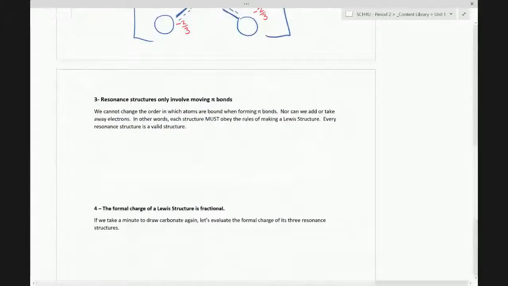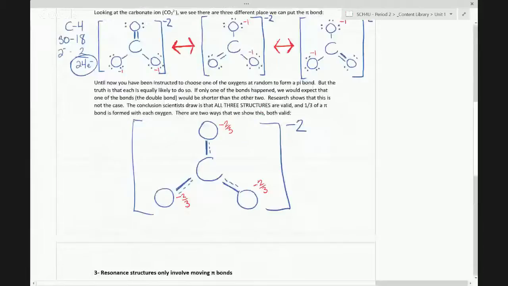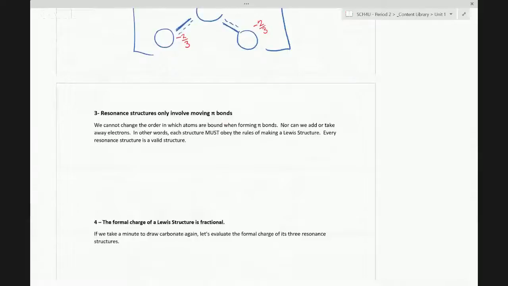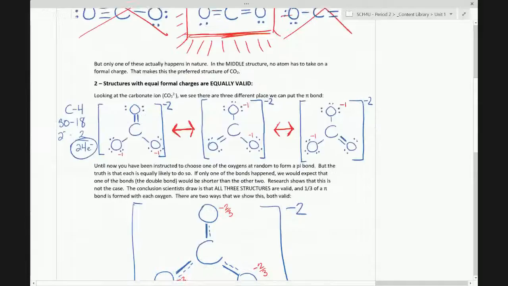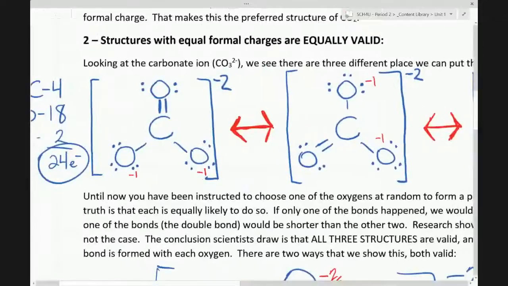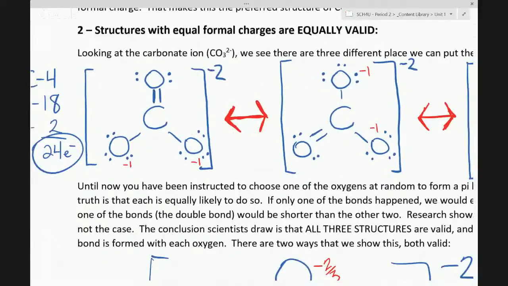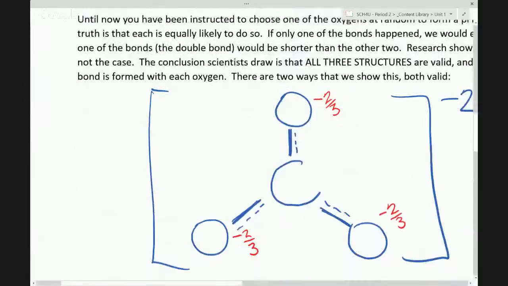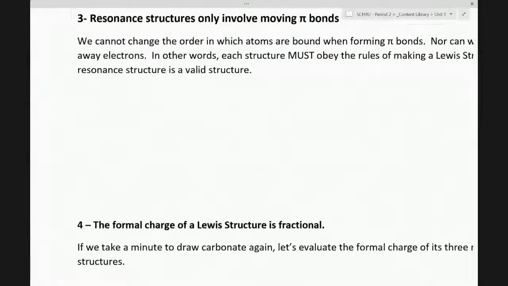And I quickly just want to cover a couple points on the next page. So the first thing to understand is that when we make resonance structures, the only thing that moves is pi bonds. All right? We still have to form a sigma bond between everything, and we still have to obey all the rules of making a Lewis structure. Every resonance structure is a valid structure, right? If you look at each one of these three, everything involved has a stable octet. There's a sigma bond between everything. All of the rules of a Lewis structure are obeyed.